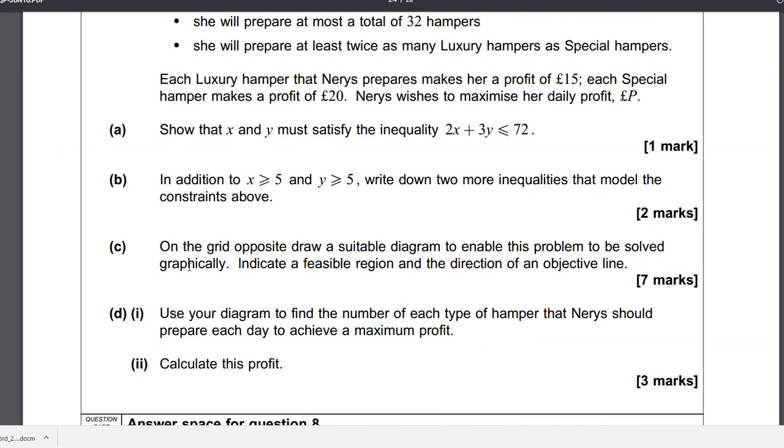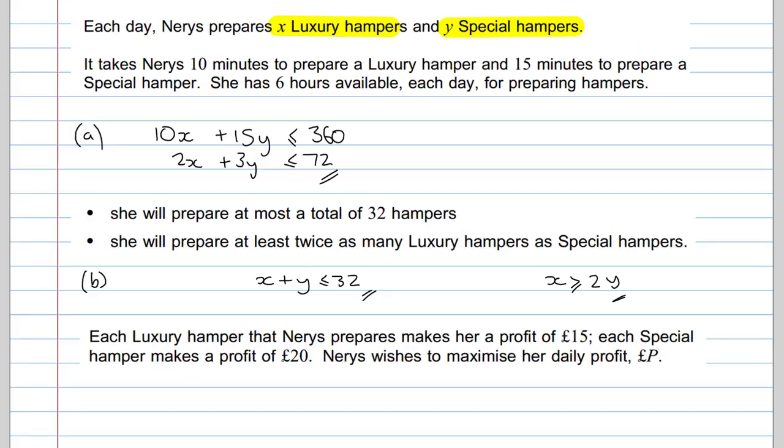In part C, it says on the grid, draw a suitable diagram to enable this problem to be solved graphically, and we need to indicate a feasible region and a direction of an objective line. Before I start drawing everything on my graph, I'm first of all going to write down an objective function, and that needs this part of the question here.